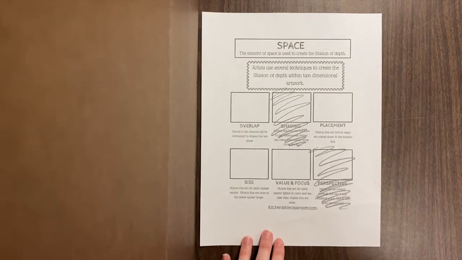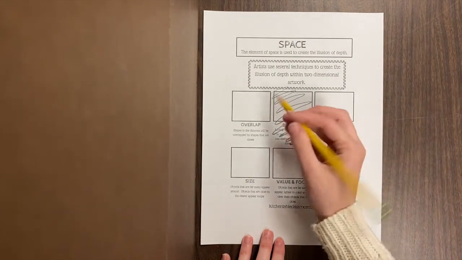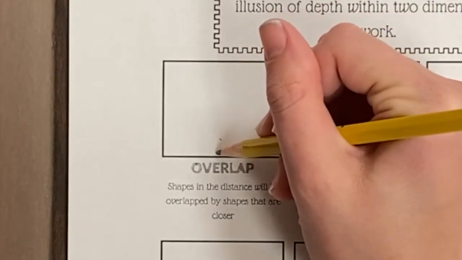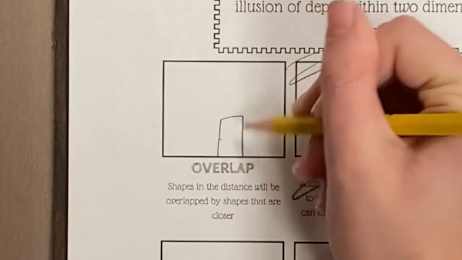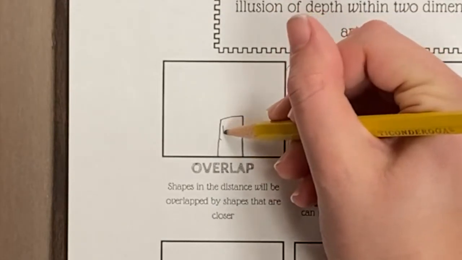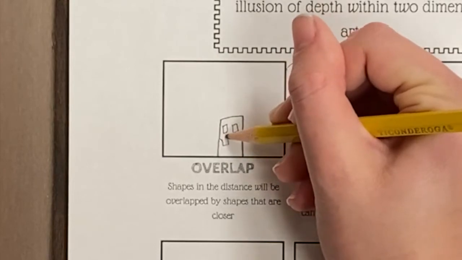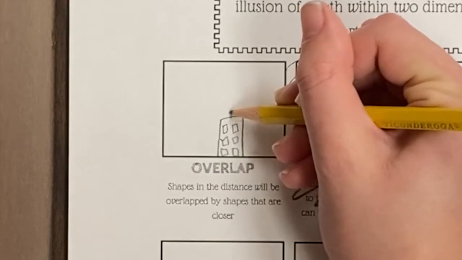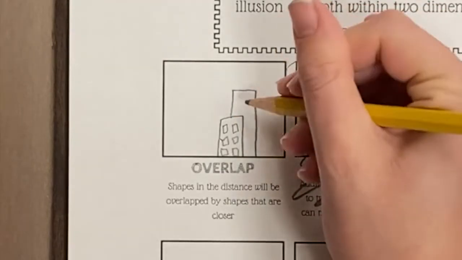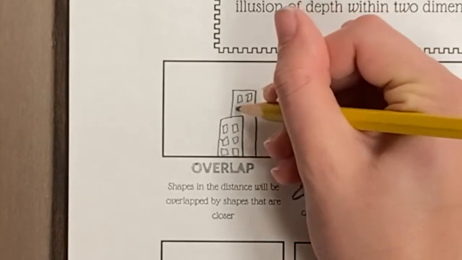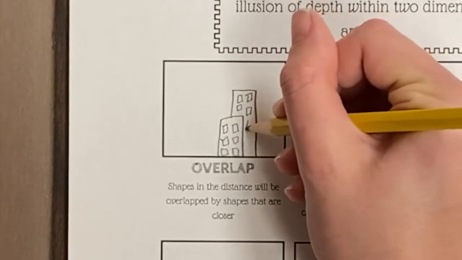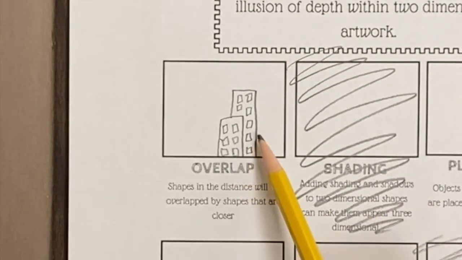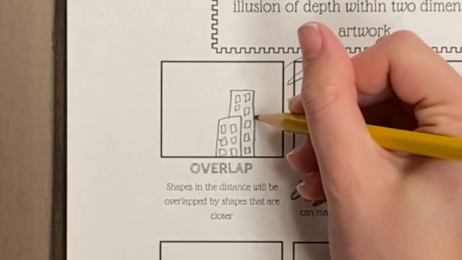Now let's try ourselves. On the overlap portion of our space worksheet, we're going to draw our own example of overlapping. We're going to kind of follow along what Faith Ringgold did and make a little cityscape. So I'm going to start off with one of my front buildings, give it some windows, and then I'm going to put a building behind it. And as you can see, my building that is closer to me is on top of the building that is further away. It overlaps over the building that is further away.